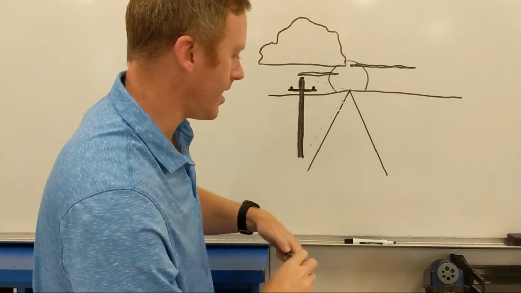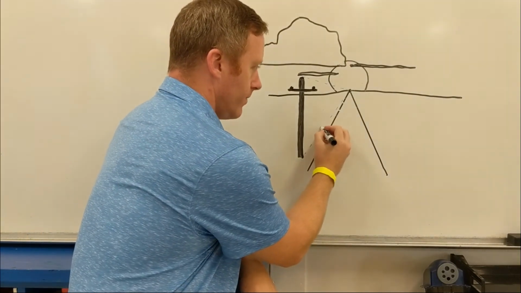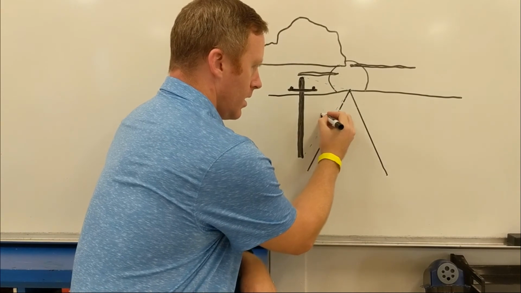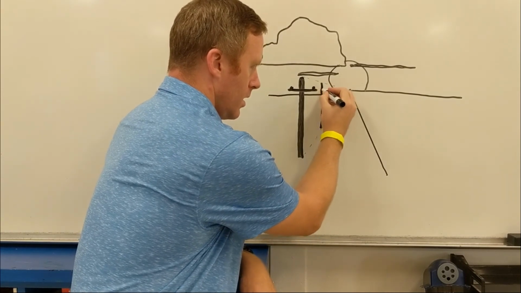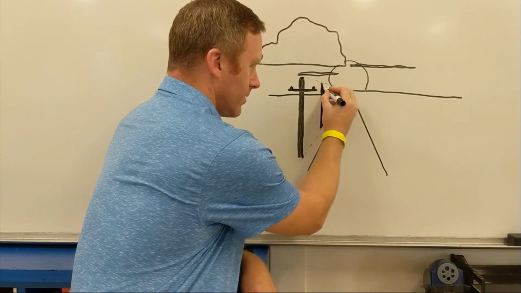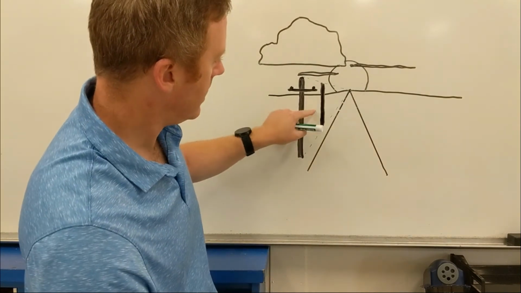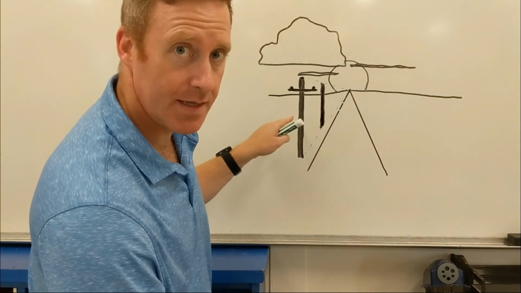What I'm going to do now is I'm going to draw the next power pole. Another thing we can do to make something look further away is not make it as heavy or as thick as the other one.